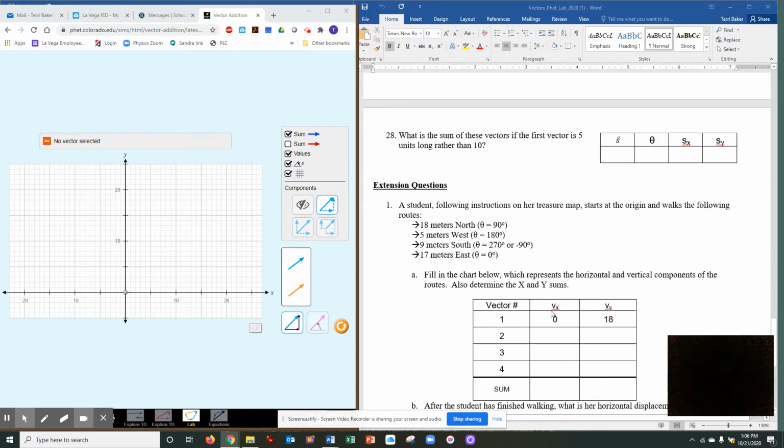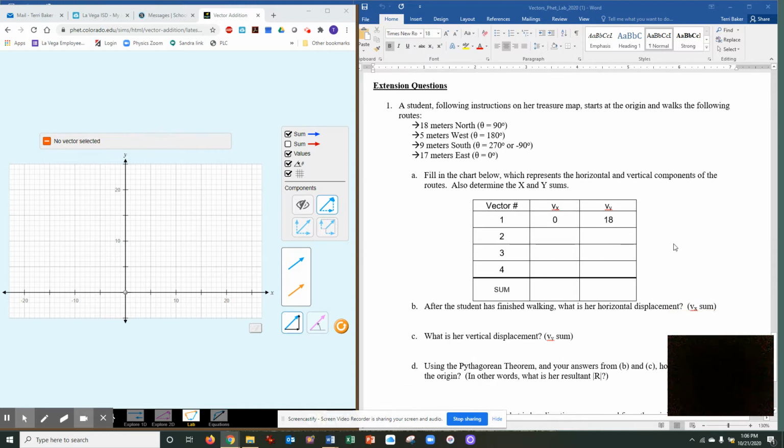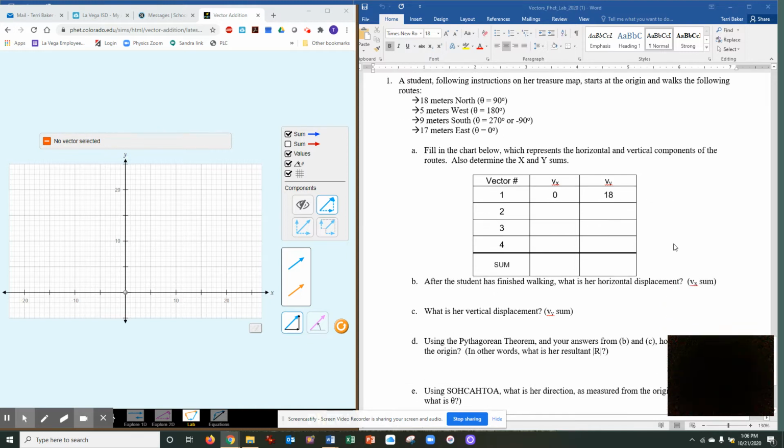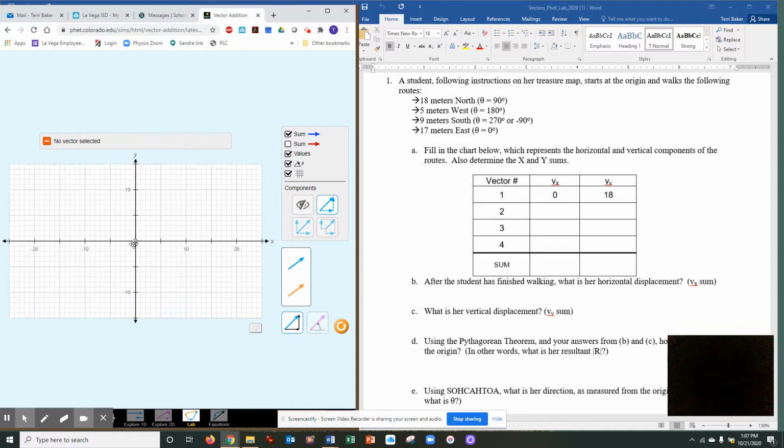Okay, this first extension problem is very similar, and it's going to have you do the same thing. You will also have a couple of these in your extension problems, which I will assign right after this video. A student following directions on her treasure map starts at the origin. So it's going to be right here at the origin. Let's go ahead and put this up here, give us some more room.